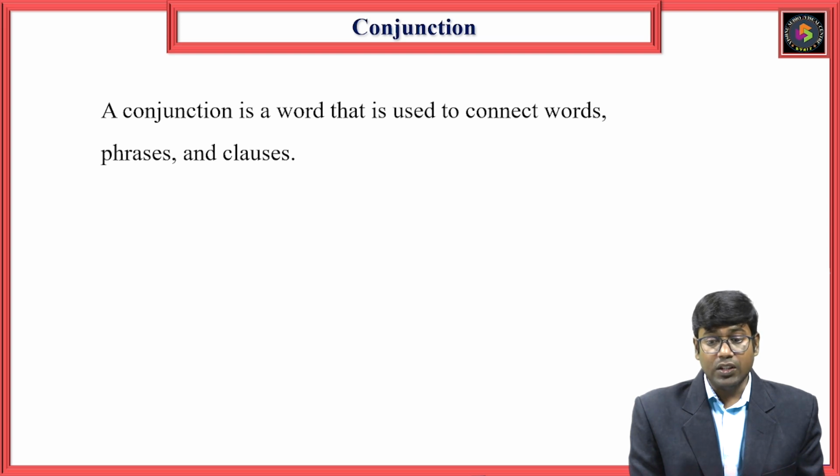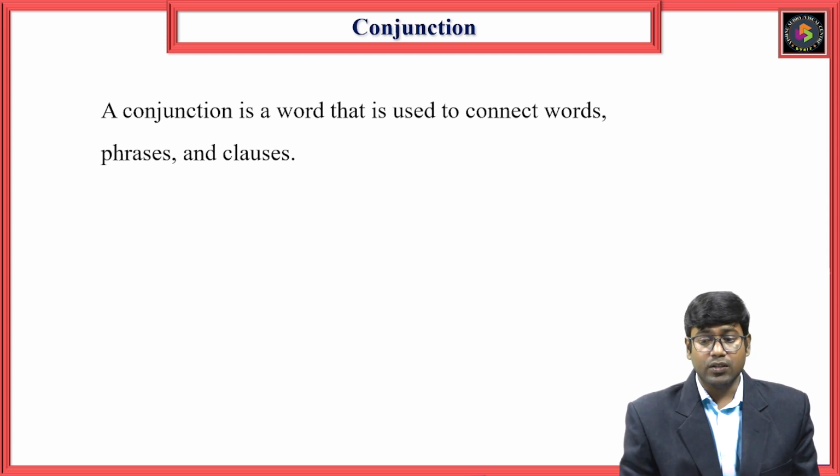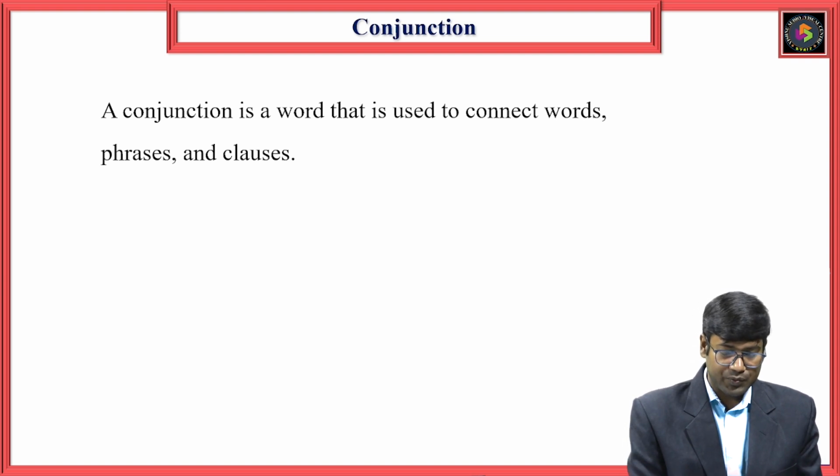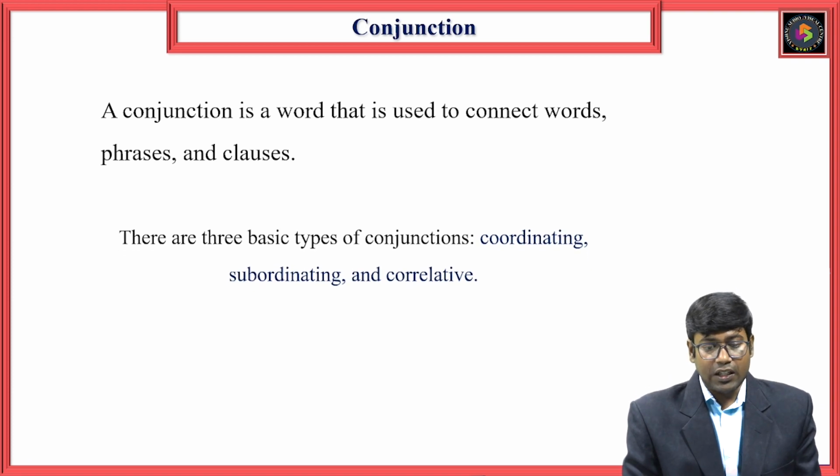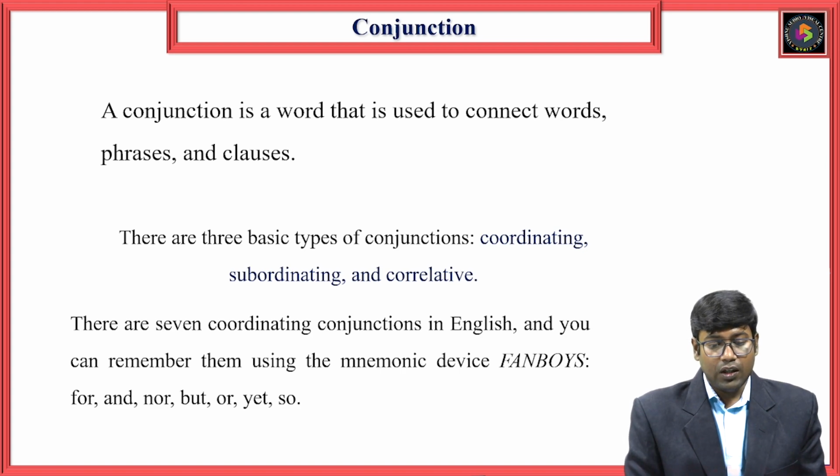Now a conjunction actually connects words, phrases, clauses, ideas, etc. There are basically three types of conjunction we can encounter: the coordinating conjunction, subordinating conjunction, and correlative conjunction.